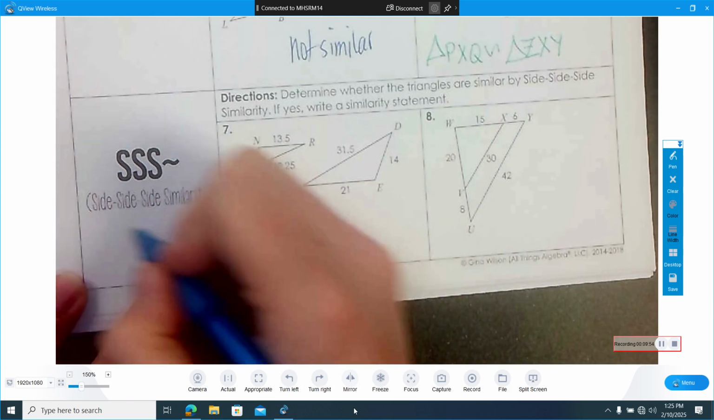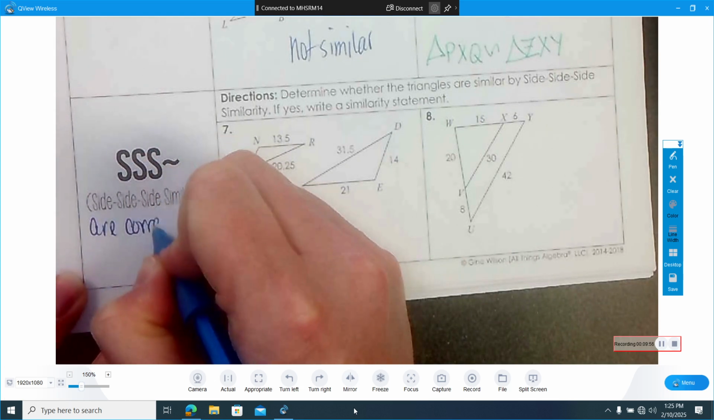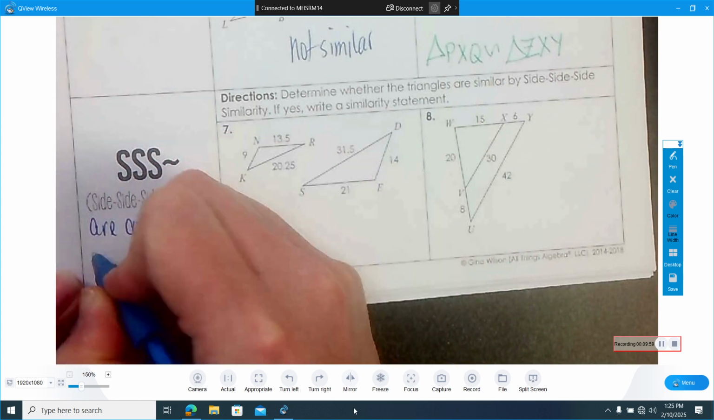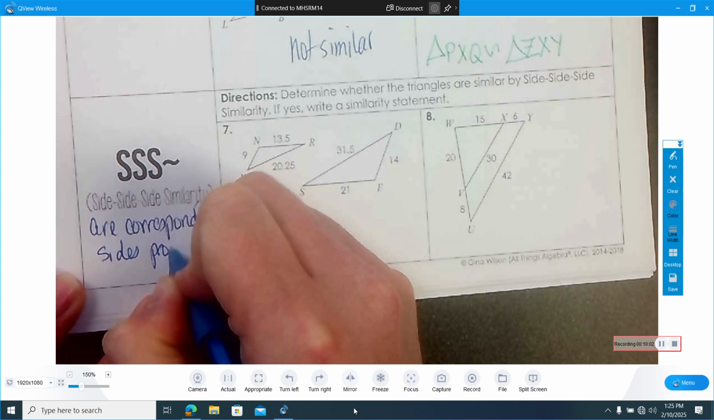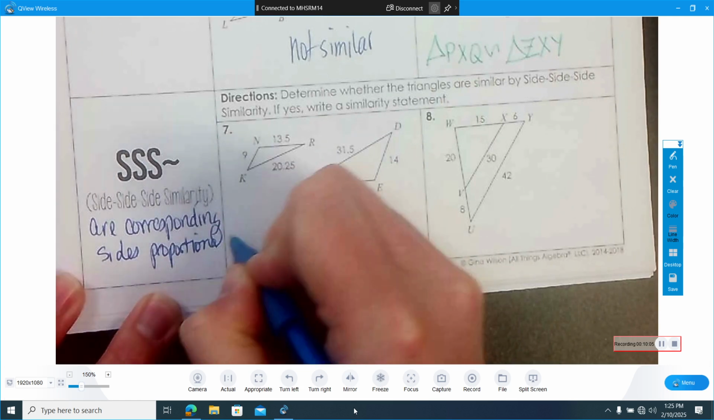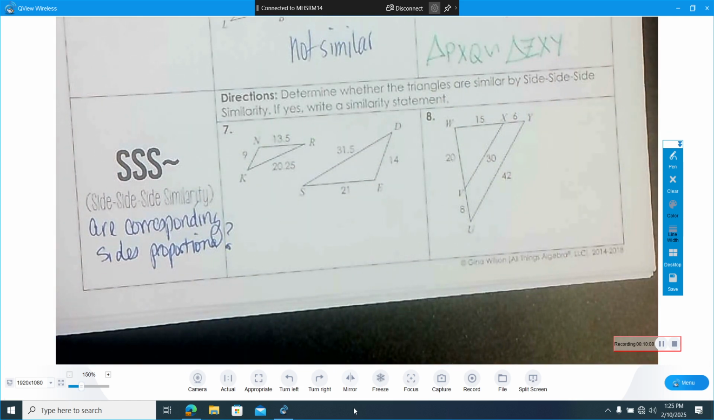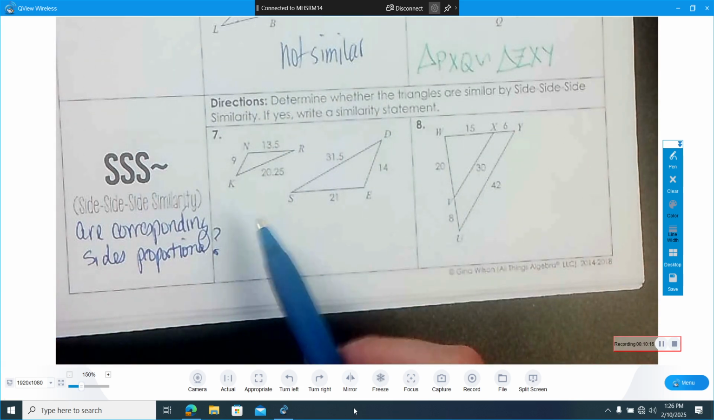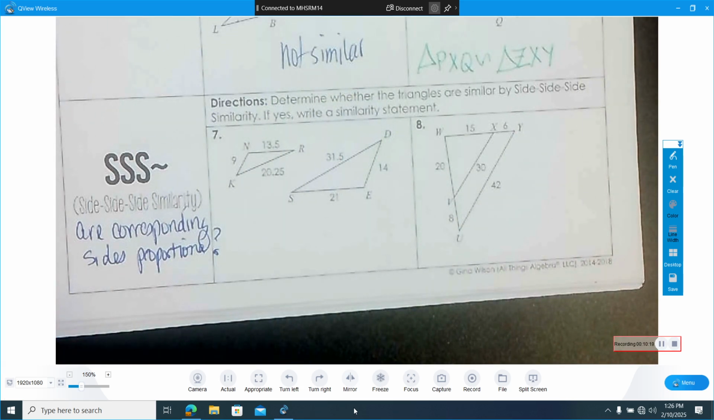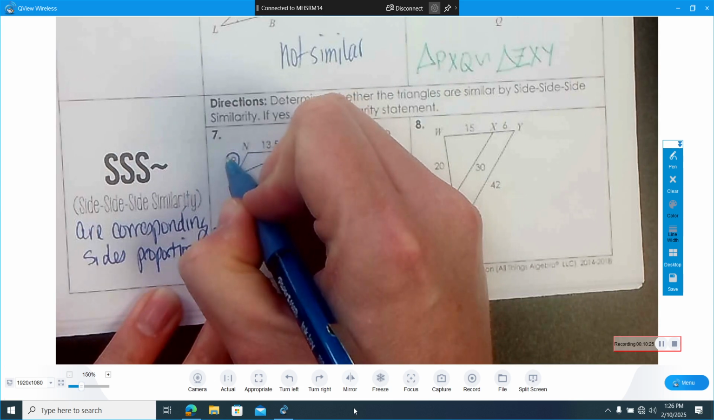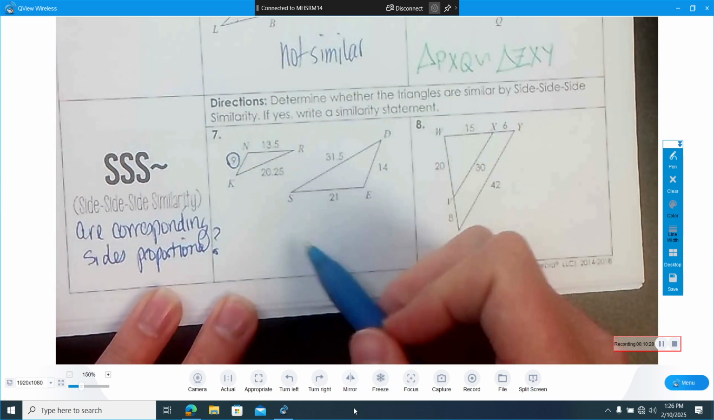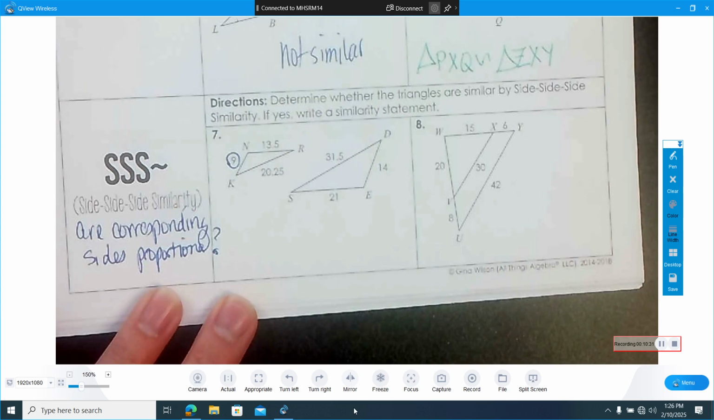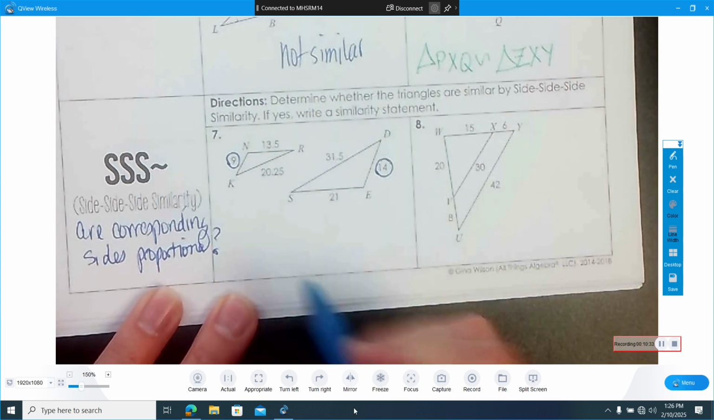They should have the same ratio. So we're looking: are our corresponding sides proportional? That is the question here. So we need to figure out which sides match up. Which sides correspond? And you can see here in number 7, these triangles are oriented in different ways. However, does it make sense that if I start with the smallest side length, it should correspond with the smallest side length in the other triangle? Yes. So we're going to go comparing small to small.